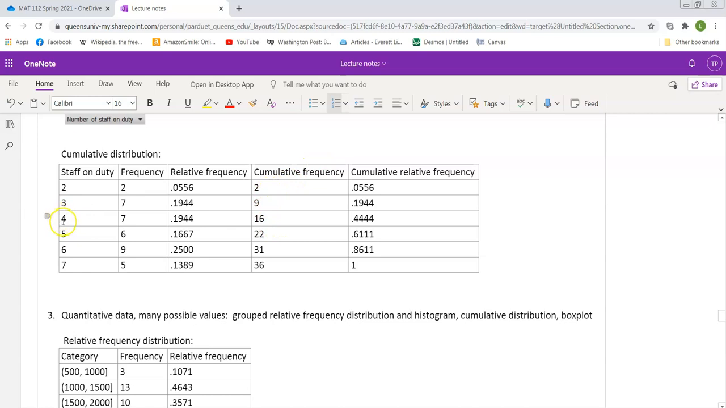So if we take, say, this 4 here, this means that there were 16 observations that were 4 or less. This 22 means that there were 22 times that there were 5 or, I shouldn't say less, 5 or fewer people in the store. And the 31 means that there were 31 times that there were 6 or fewer people in the store. And then the cumulative relative frequency is just like with the relative frequencies. It's 2 out of 36, 9 out of 36, 16 out of 36, etc.